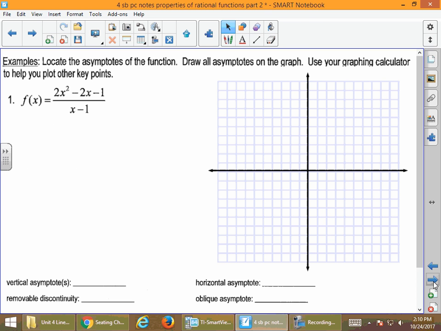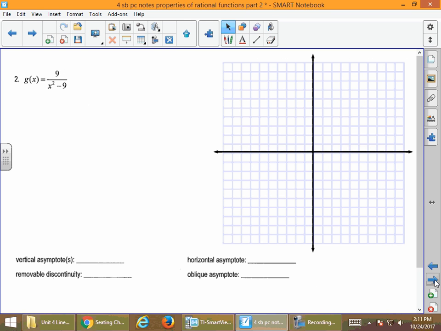It says locate the asymptotes of the function, draw all asymptotes on the graph, use your graphing calculator to help you plot other key points. And really, in terms of the other key points, I mostly look, can we identify what the x-intercept is? Can we identify what the y-intercept is to help us draw? And I actually am going to start on problem number 2. And then I'll go back and do problem number 1.